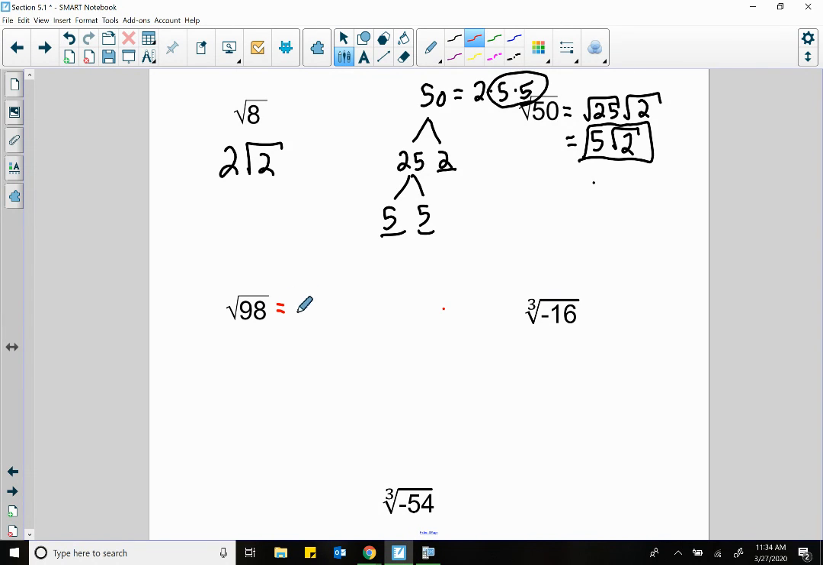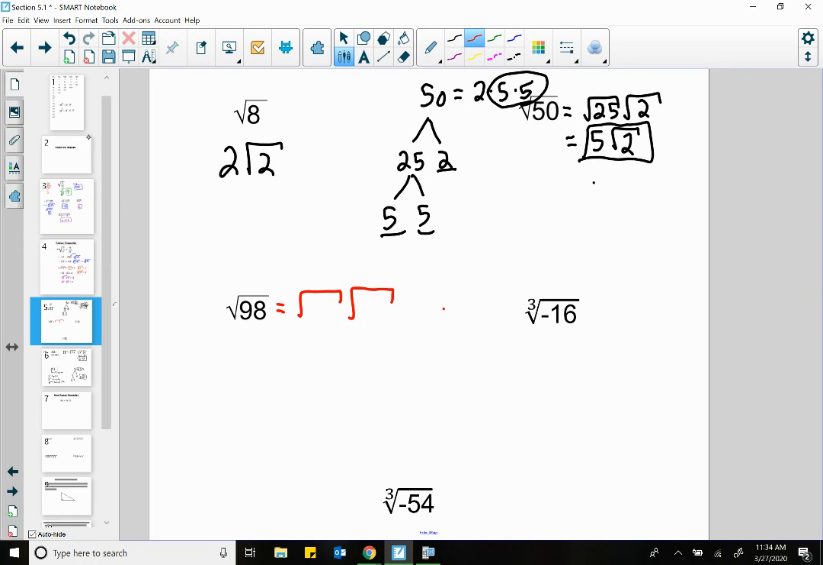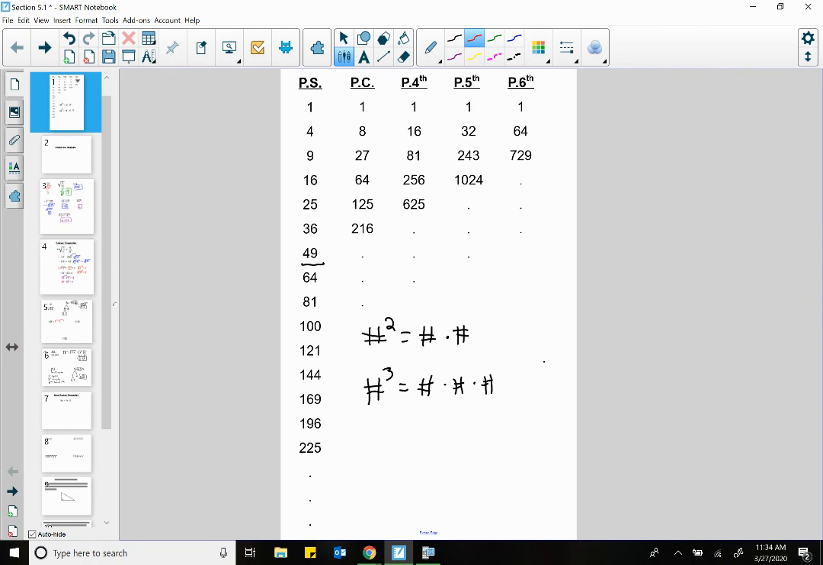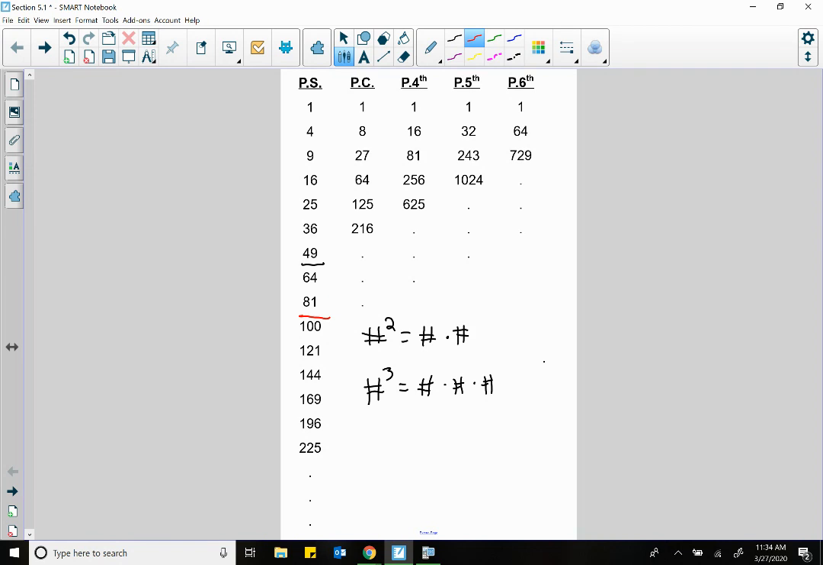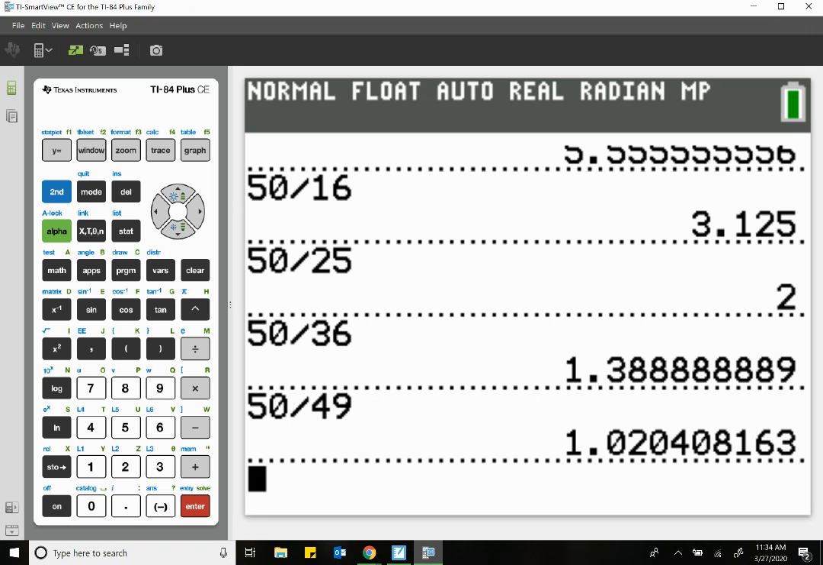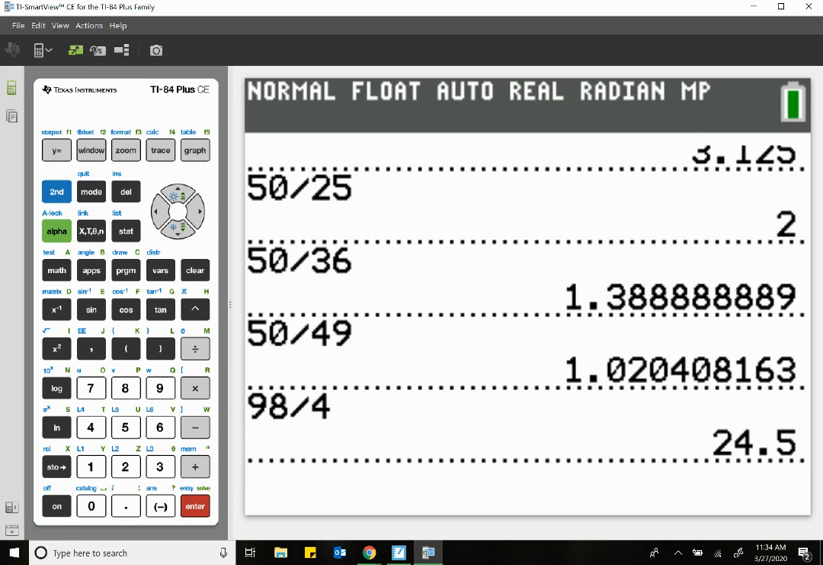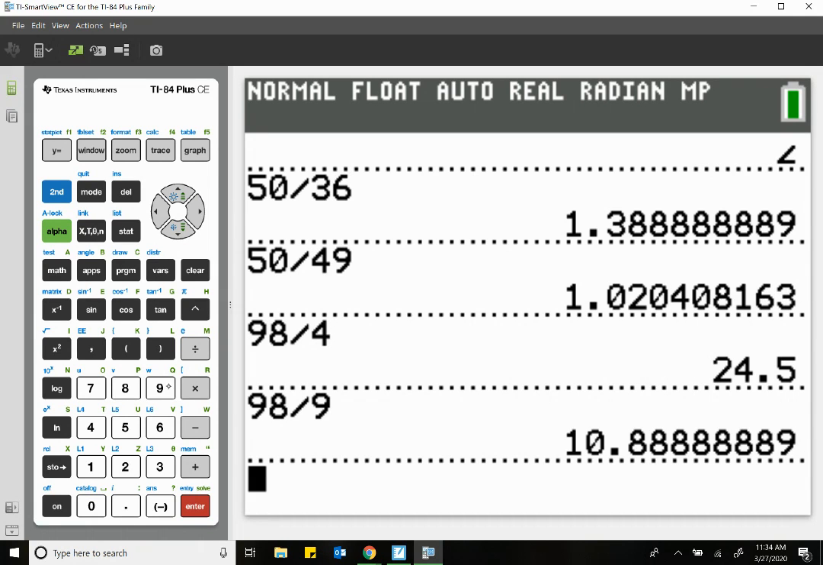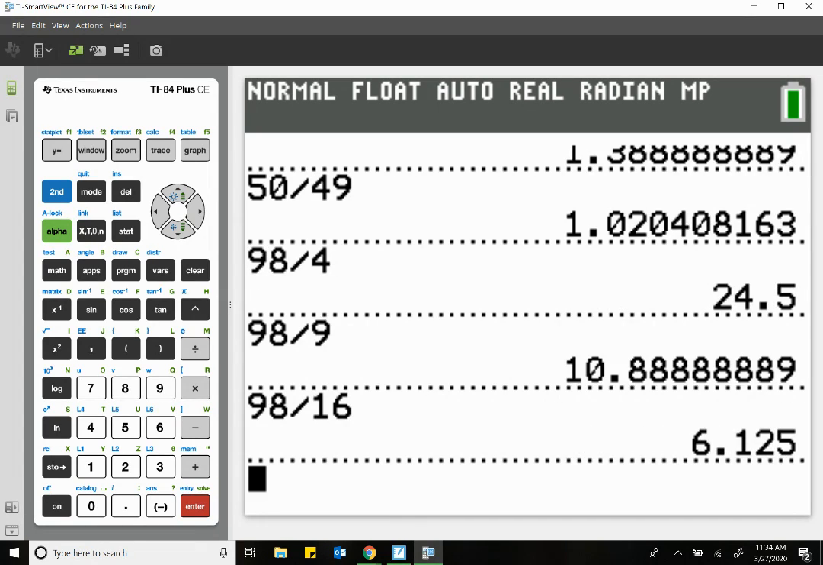So 98, good child, bad child first. Okay, so if I go up to my list and I look in here, 98, that means I'm going to test all the way up to 81. So I want to know in here, what's the biggest perfect square that's going to divide 98? I already know 1's going to work, but let's just start with the next one. 98 divided by 4. Nope. 98 divided by 9. Nope. 98 divided by 16. Nope.